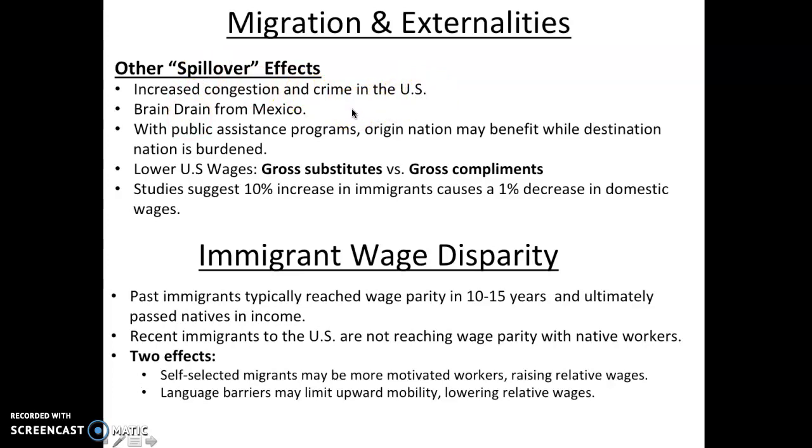The second spillover effect is the brain drain from Mexico. This is often forgotten, but it's really important because as workers leave Mexico to come to the U.S. for the higher paying jobs, Mexico is losing the talent, the future productivity of those workers. It's a resource and it's leaving the country. Labor is considered the most important resource in a country. So to lose that tends to compromise overall economic growth and the standard of living for other people.